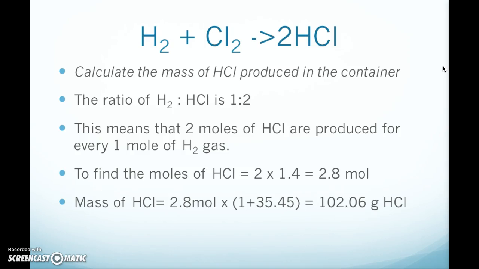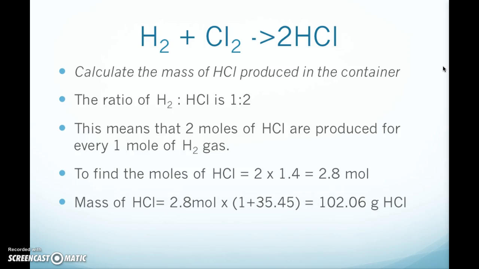So there's the equation again. So the next step is to calculate the mass of hydrogen chloride produced in the container. So the ratio of hydrogen gas to hydrogen chloride is 1 to 2. This means that 2 moles of hydrogen chloride are produced for every 1 mole of hydrogen gas. To find the moles of hydrogen chloride, you have to go 2 from the ratio in the equation, 2 times 1.4, which you got from working out how much chlorine is reacting, equals 2.8 moles. So 2.8 moles is the moles of hydrogen chloride gas that's produced.